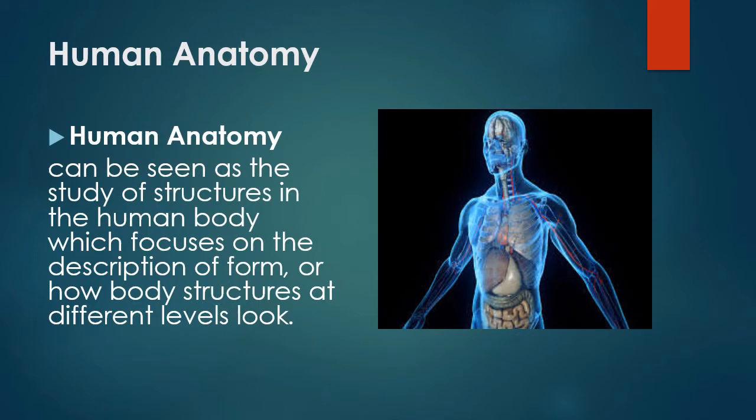Look at human anatomy. Human anatomy is often seen as the study of structures in the human body. Anatomy focuses on the description of form, or how body structures at different levels look. Look at this picture. This is a picture of a human. You can see we can also view the internal organs in this human. Anatomy helps us to view the internal organs with the use of a light microscope.